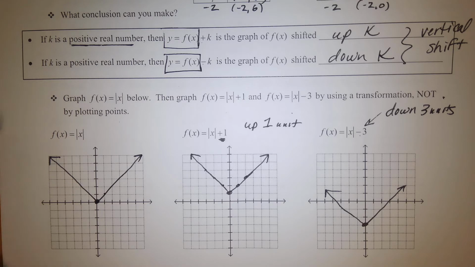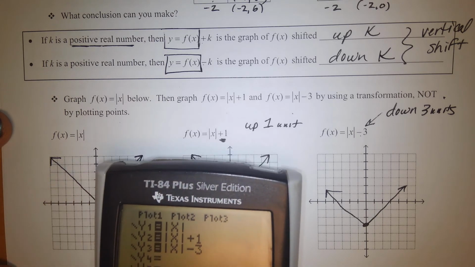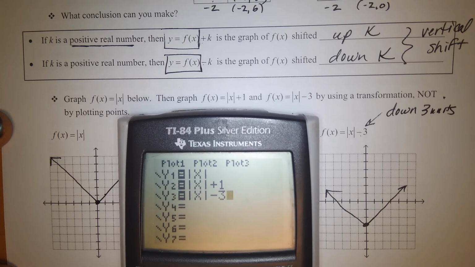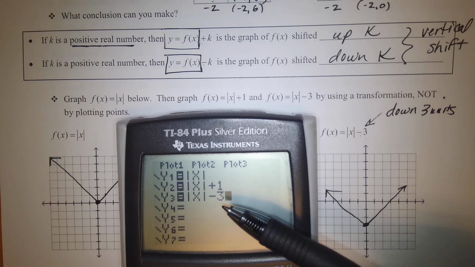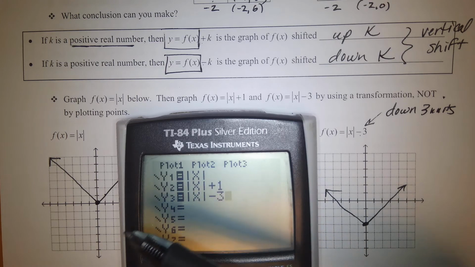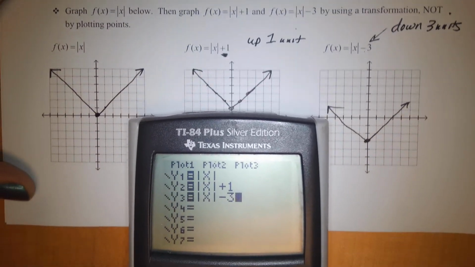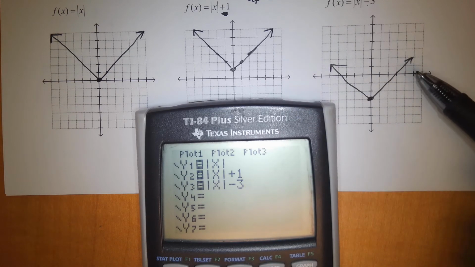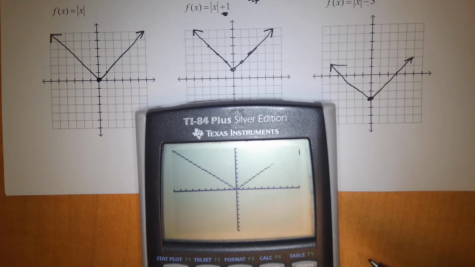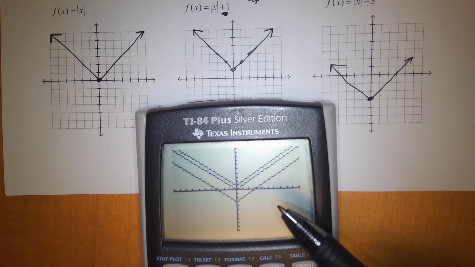So let's see what that looks like on the graphing calculator, because it is always nice to see technology convincing us that our answers are truthful. If I graph all 3 graphs on one grid, it'll give me the original core function first, which is on the left. It'll give me the middle one second. It'll give me the third one last. So let me hit graph. Here's my original absolute value. Here's shifted up 1. Here's shifted down 3. So it does in fact do exactly what we intended it to do.